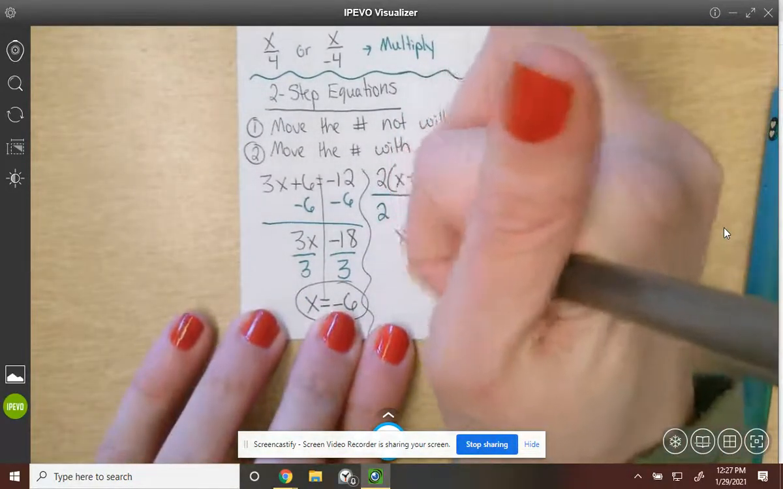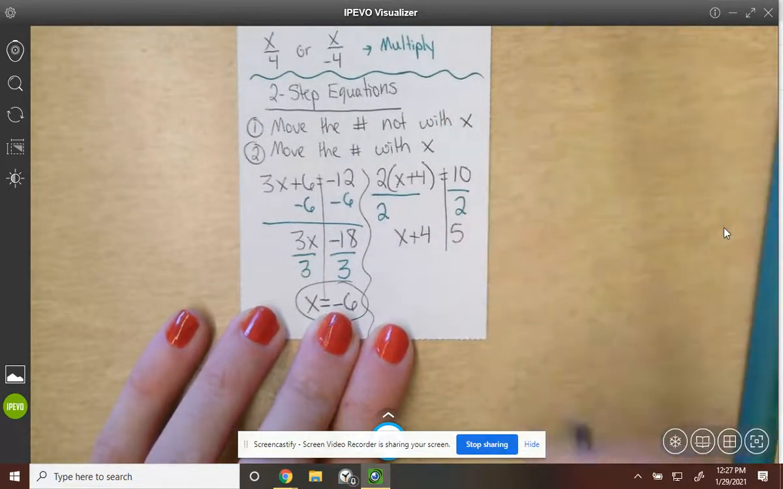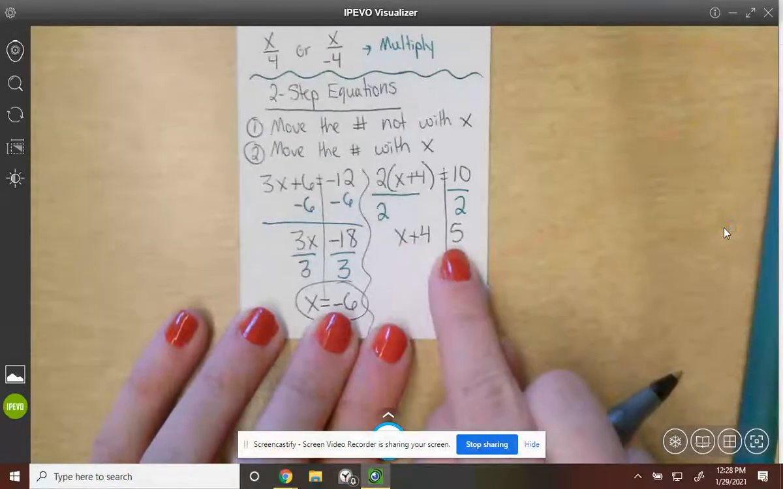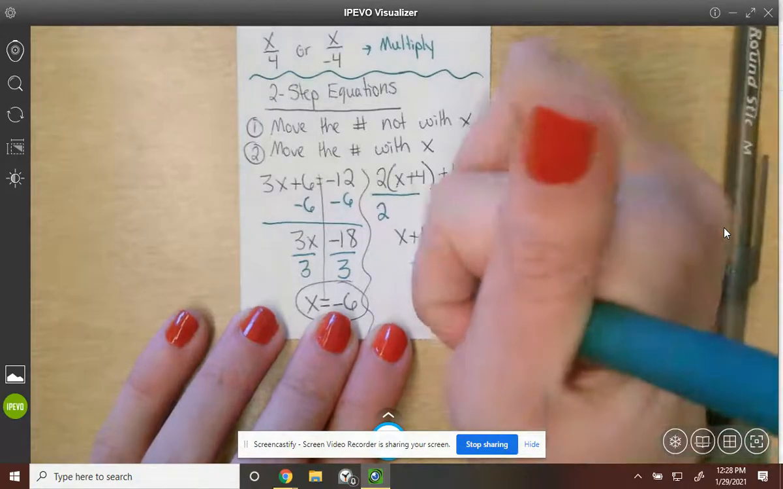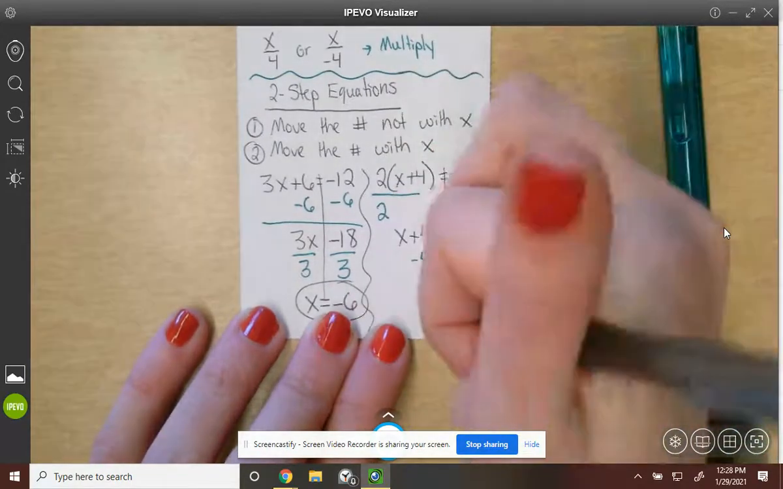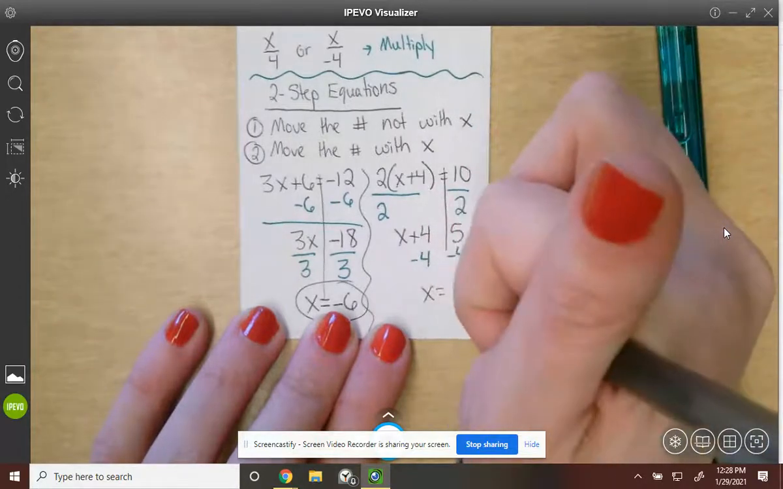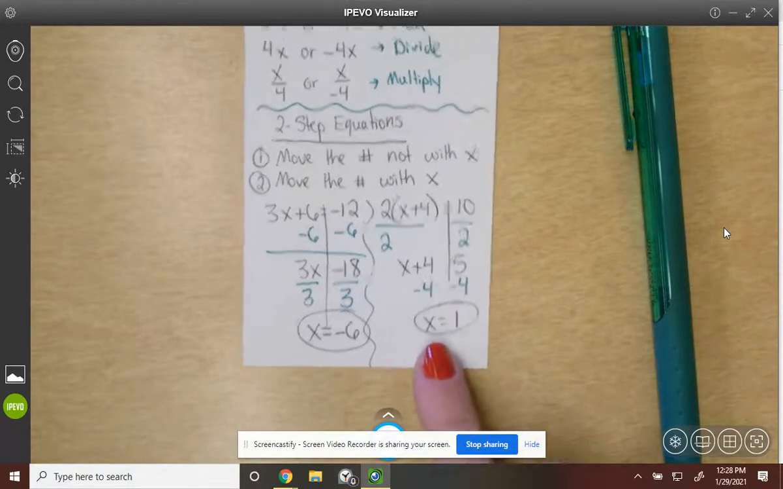So I get x plus 4. 10 divided by 2 is 5. Now this looks like a normal one. What do I do to get rid of my 4? And I get x equals 1. So hopefully that'll be maybe useful on your test. You can use that to kind of help guide what steps you're going to take.